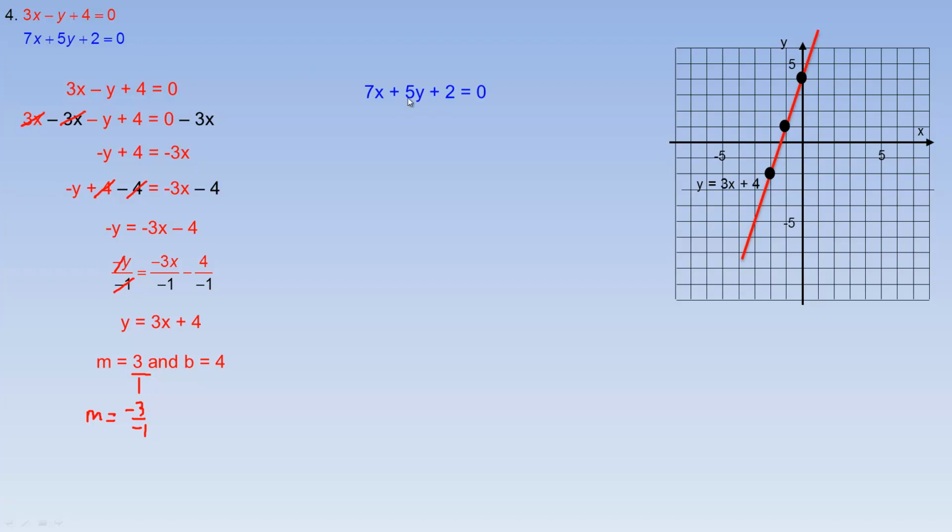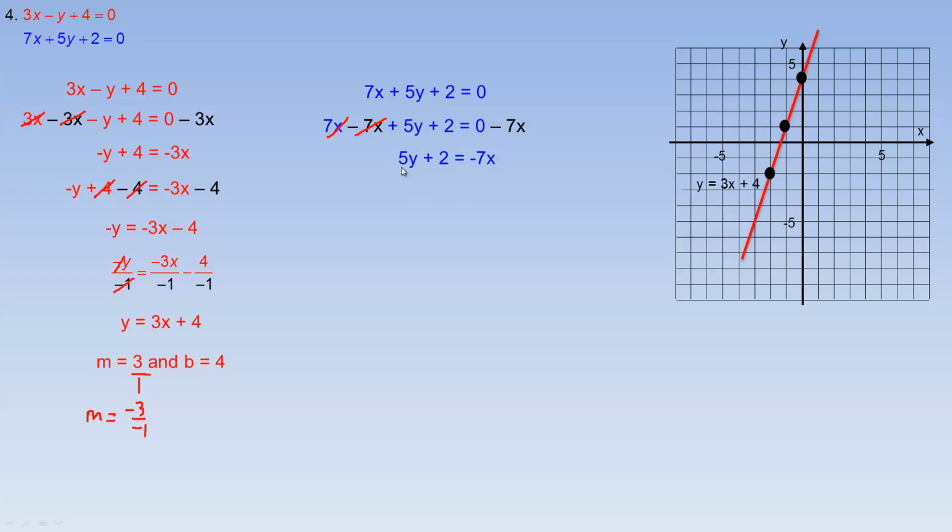So I want to isolate the 5y term, so let's get rid of the 7x and the 2. So I'll get rid of the 7x first, so I'm going to subtract 7x from both sides. And of course the purpose of that is 7x minus 7x is nothing, so there's no x terms left here on the left side at all. So now I would have 5y plus 2 equals negative 7x.